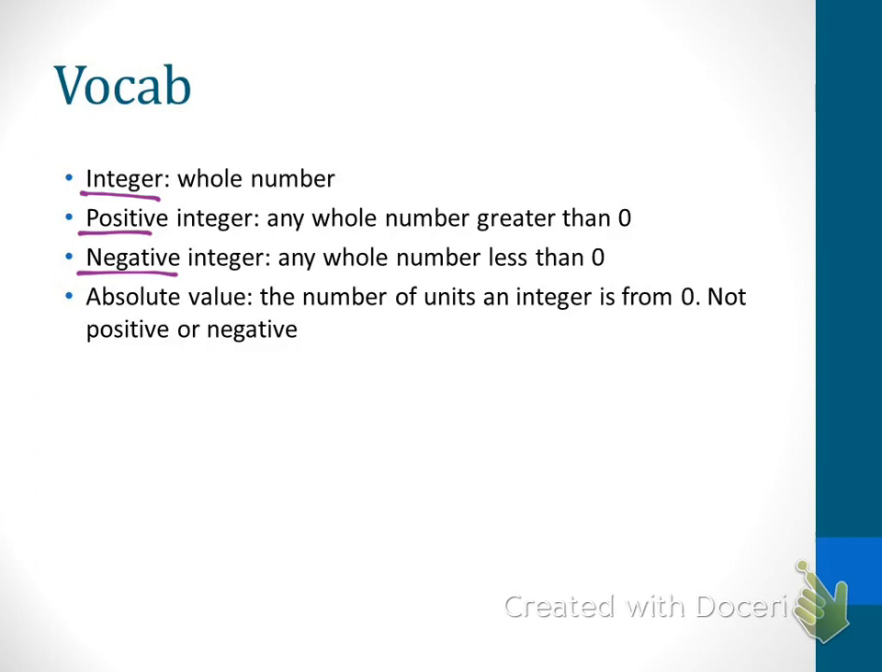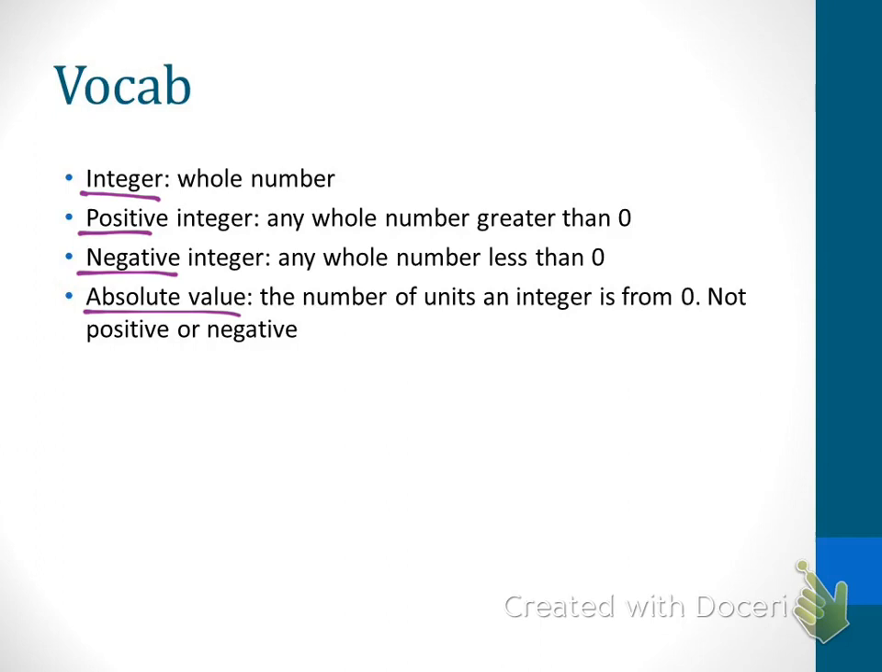Then absolute value is the number of units an integer is from 0. It's neither positive nor negative. It's neither one. Okay, it's just how many units is it away from 0.